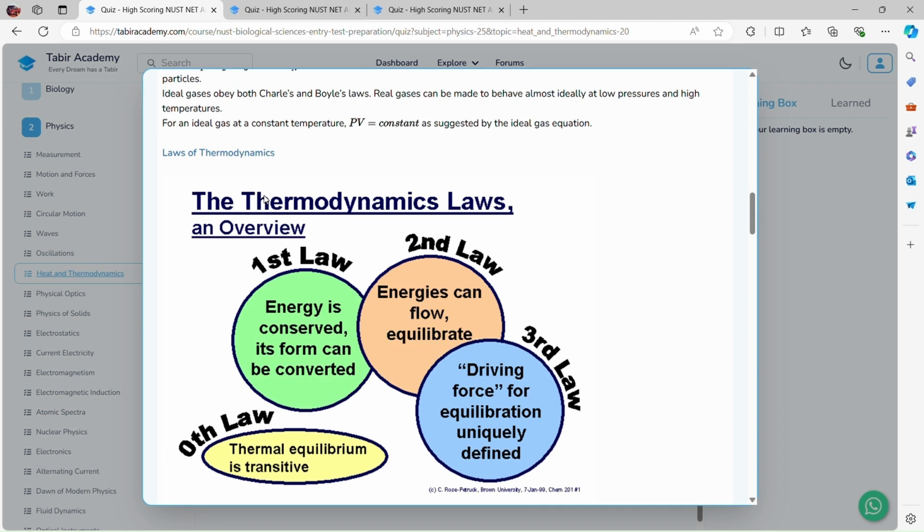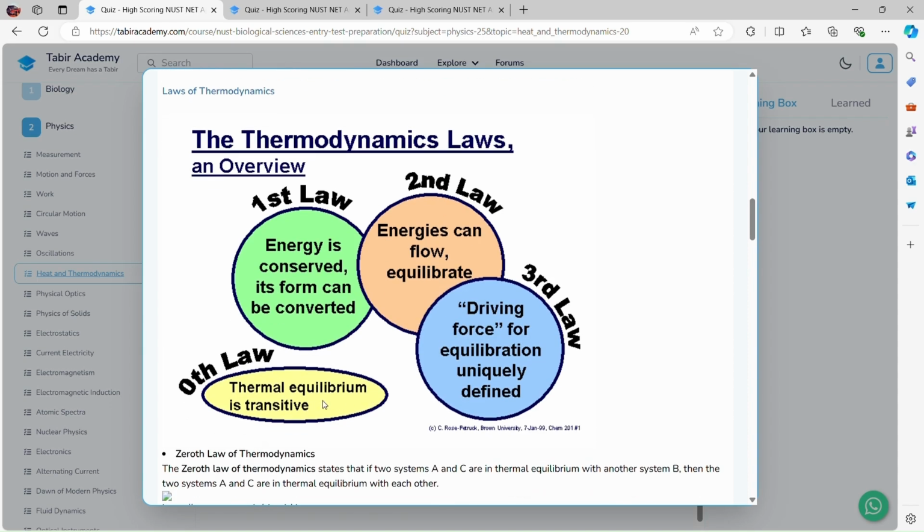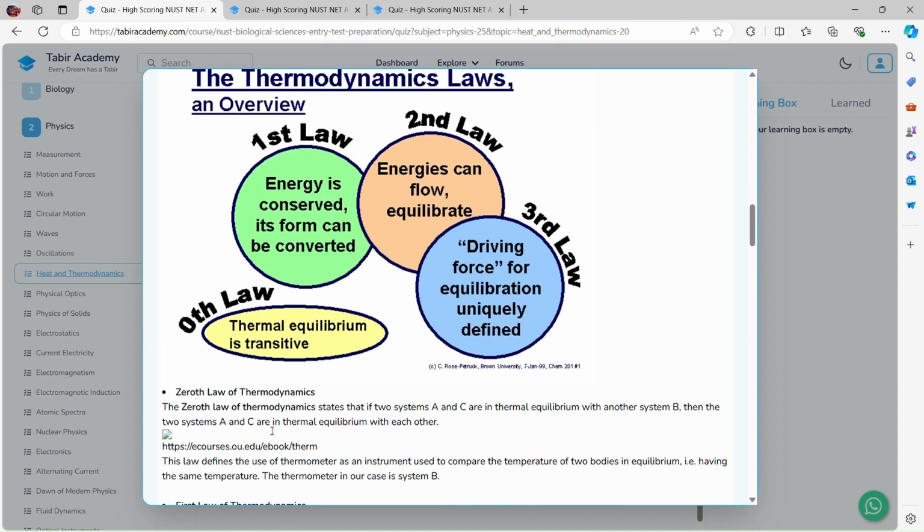Laws of thermodynamics. The first law of thermodynamics states that energy is conserved. Its form can be converted. The second law states that energies can flow and equilibrate. The third law states that the driving force for equilibration is uniquely defined. And the zeroth law, thermal equilibrium, is transitive.